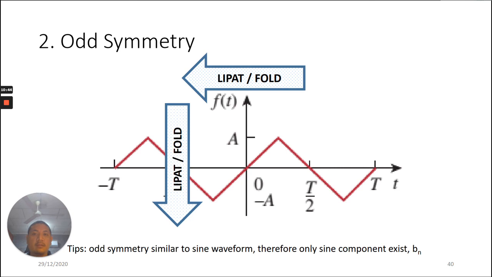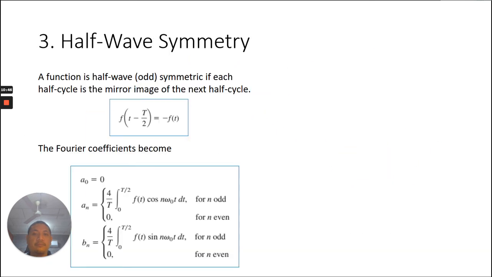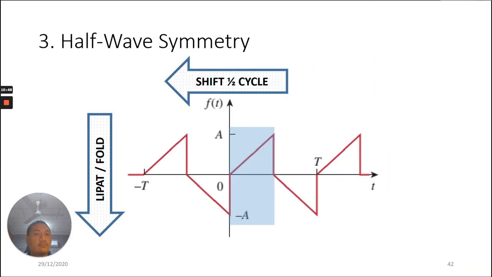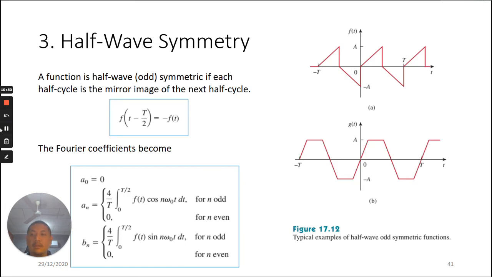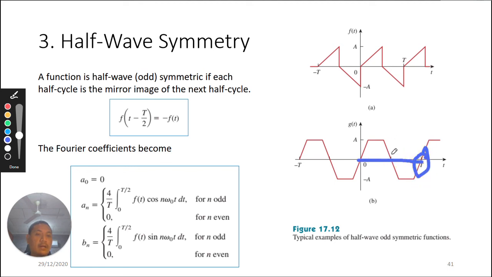Let's look at several examples we have here. Right, it's the same thing. Okay, let's look at this one. So this is one full cycle from 0 to T. So we just look at the half cycle here, right? So shift the half cycle, you will get this, and then you fold it, you will get this. So it proves that this is a half wave symmetry.